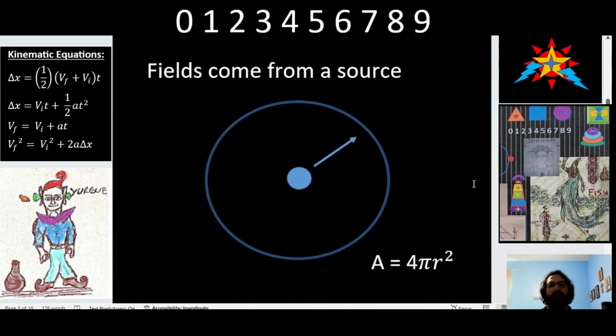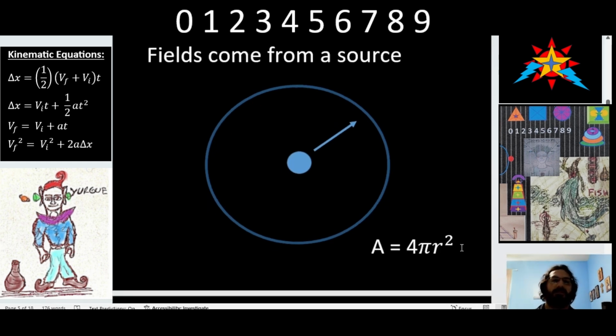Now, fields come from a source. If you think of a source of a field, such as a gravitational force, we imagine a sphere surrounding that point source, and that sphere has surface area 4 pi r squared. The further away we get from that point source, the bigger the surface area in space surrounding that source, which means the field weakens proportionally to the inverse square of its distance.